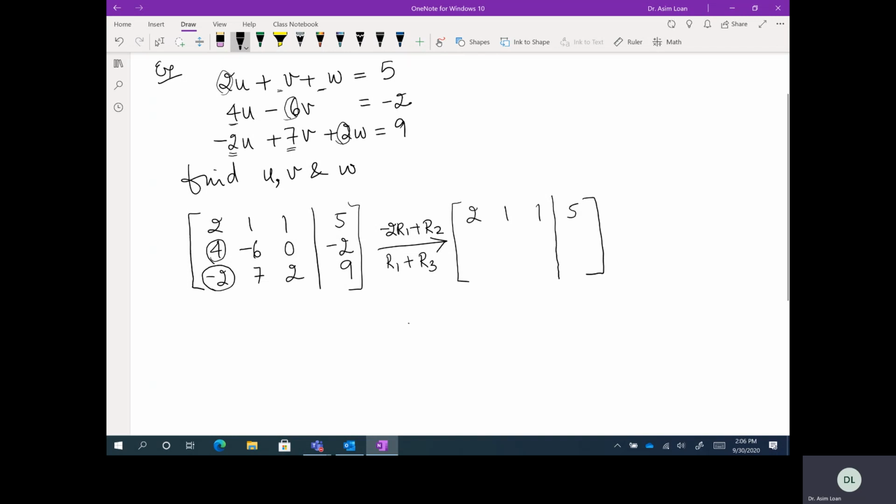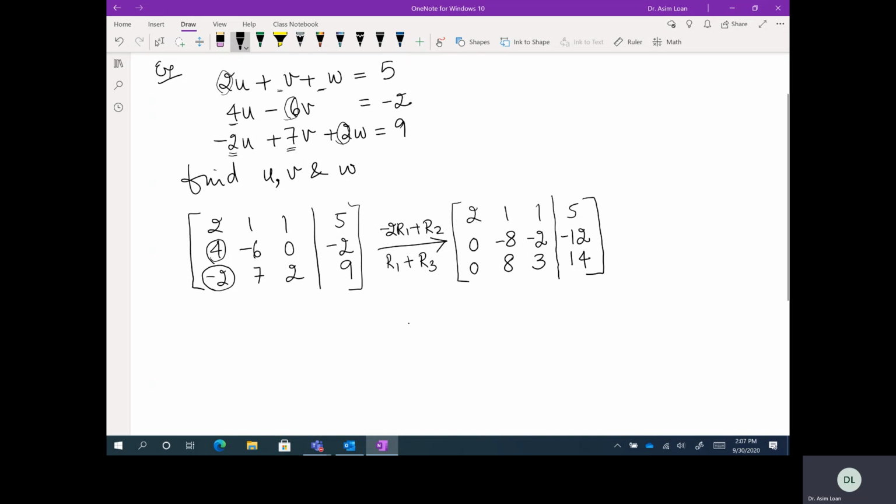Minus 2, minus 4 plus 4 is 0. Minus 2 minus 6 is minus 8. Minus 2 plus 0 is minus 2. Minus 10 minus 2 is minus 12. 2 minus 2 is 0. 1 plus 7 is 8. 1 plus 2 is 3. 5 plus 9 is 14.